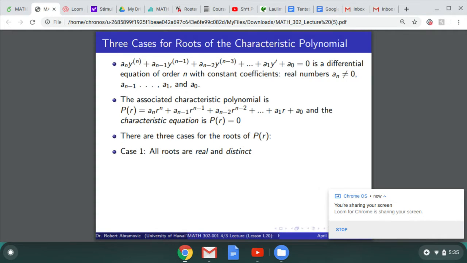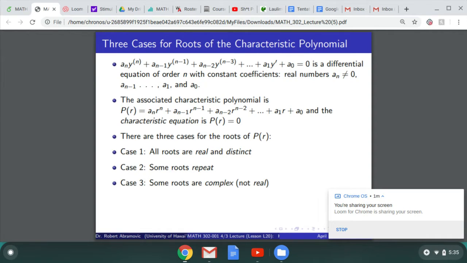One is that all roots are real and distinct. The other is that some roots repeat. The third is that some roots are complex, not real. We've seen this all before, but I wanted to go over the general case that can happen in each case and how we can construct a general solution.